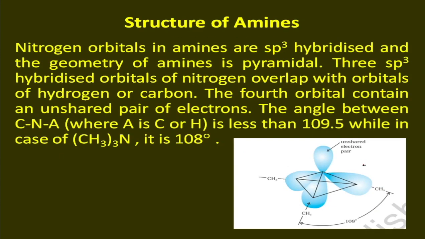Structure of amines. Nitrogen orbitals in amines are sp3 hybridized and the geometry of amines is pyramidal. The 3 sp3 hybridized orbitals of nitrogen overlap with orbitals of hydrogen or carbon. The fourth orbital contains an unshared pair of electrons. The angle between C and A, where A is C or H, is less than 109.5 degrees, while in the case of trimethylamine it is 108 degrees.